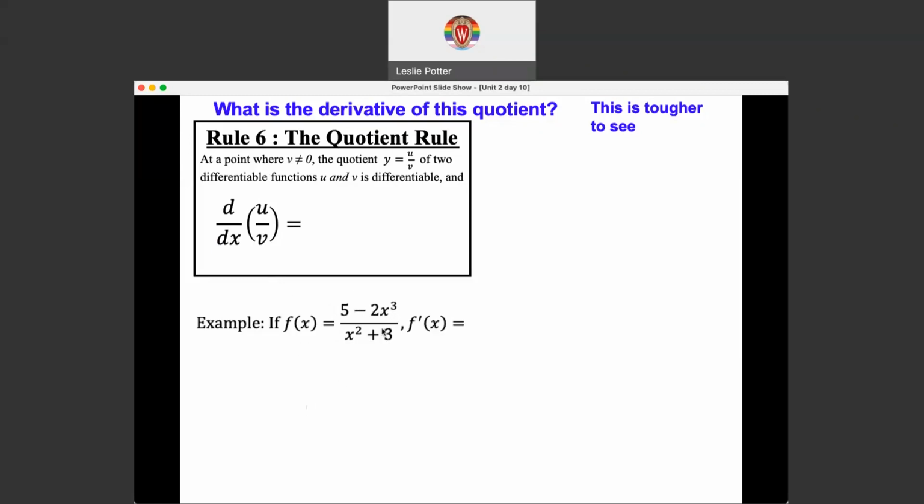Like with the product, the u and the v could be anything. We could have cosine on the top and x squared plus 3 on the bottom, because we know how to differentiate cosine. Okay, but here's the pattern.